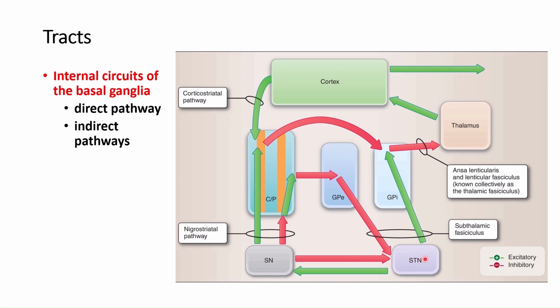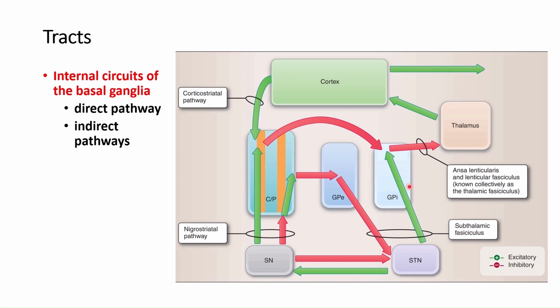There is another pathway here between the subthalamic nucleus and the internal part of the globus pallidus, and there is also a connection between the external part of globus pallidus and the subthalamic nucleus, and this is called the subthalamic fasciculus. So the connection between globus pallidus and subthalamic nucleus is called the subthalamic fasciculus.